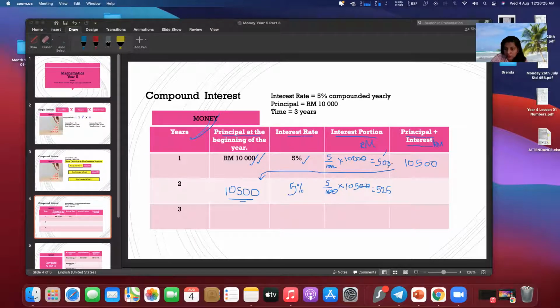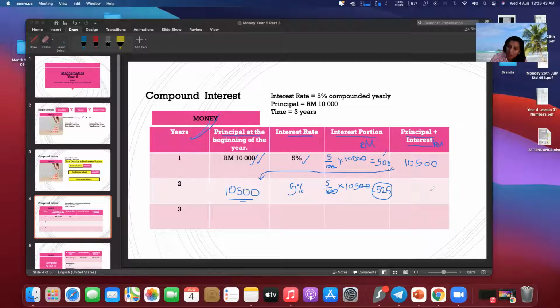Okay. So now you see the first year's interest was 500, but my second year's interest is no more 500, it is 525. This is the extra that you get because you have compounded your interest. You have put it in, you didn't take it out.